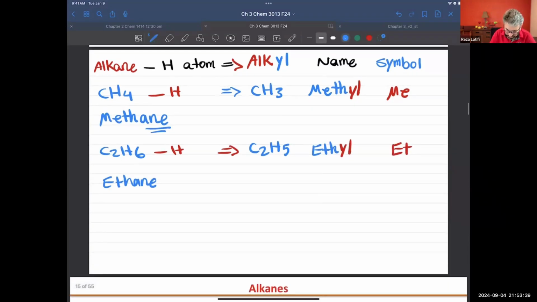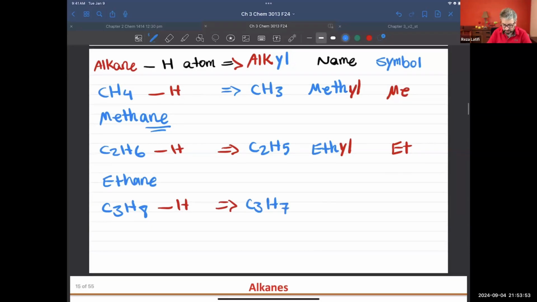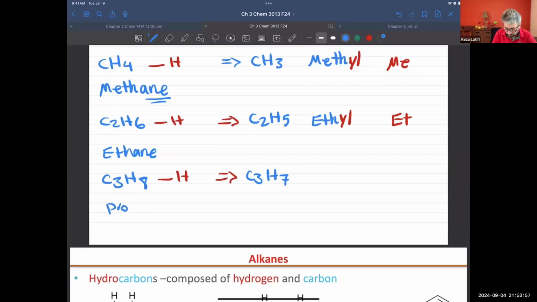Next I go with C3H8 minus one hydrogen. It will give me C3H7. The original compound we call propane. The new one will be propyl. For now, you can say this is the symbol for it. I want you to put the star here, and next lecture I'm going to tell you why I put the star. Technically we can have more than one structure for it.